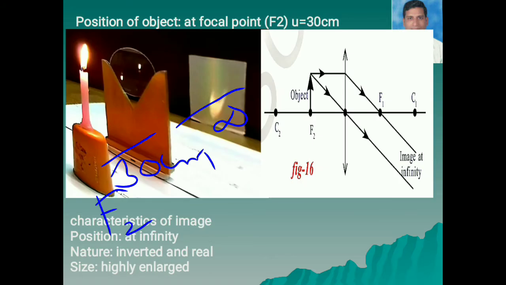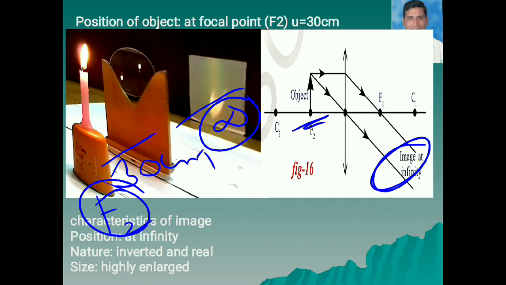Next, place the candle at 30 centimeters, that is at F2, we get the image at a long distance, that is infinity. So when we place the object at F2, we get the image at infinity. Position of image infinity, it is inverted and real and highly enlarged.